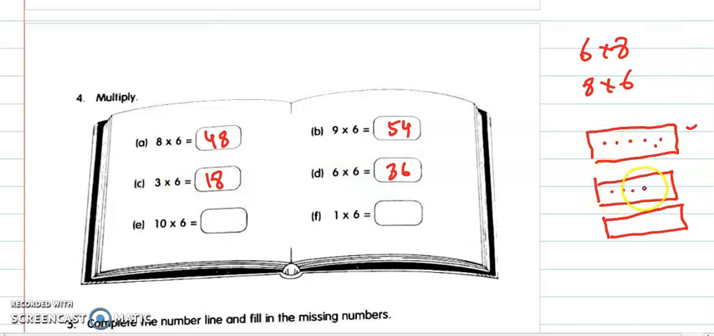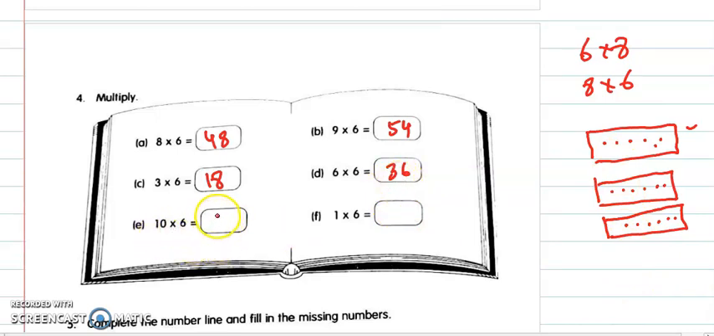1, 2, 3, 4, 5, and 6. 1, 2, 3, 4, 5, and 6. And then count all of these. The total you will get is 18. In the same way, if you have to do 6 times 6, you can make the 6 groups, and in each group put 6, so in total you will get 36.